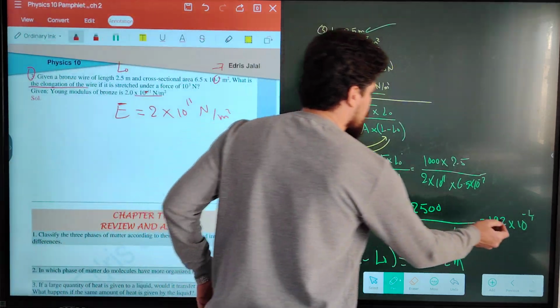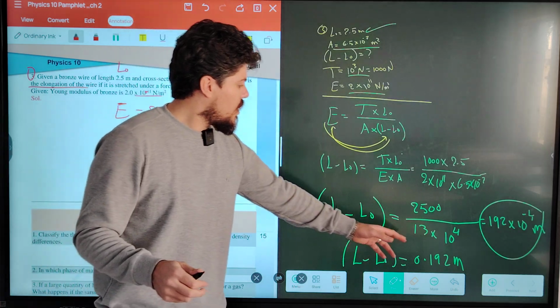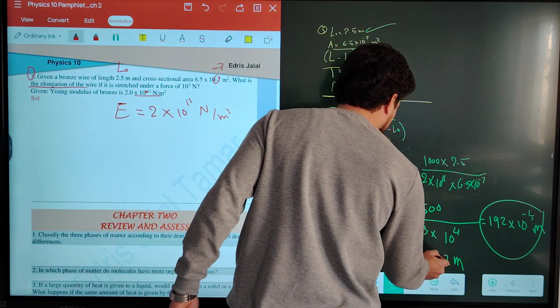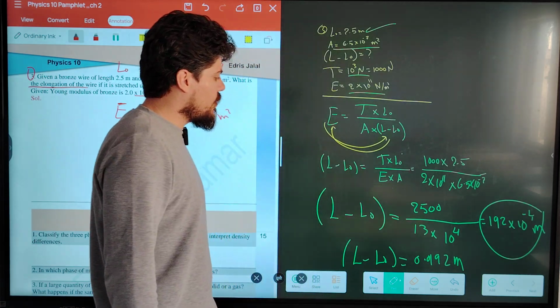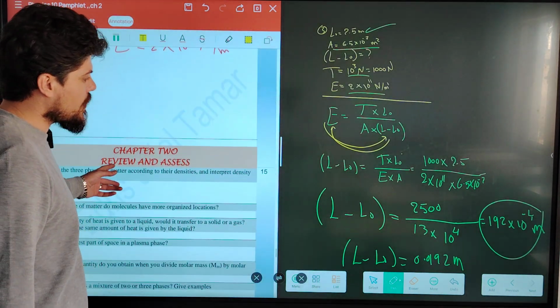Okay, both answers are correct. 192 times 10 power -4 or 0.0192 meter. Okay, both answers are correct.